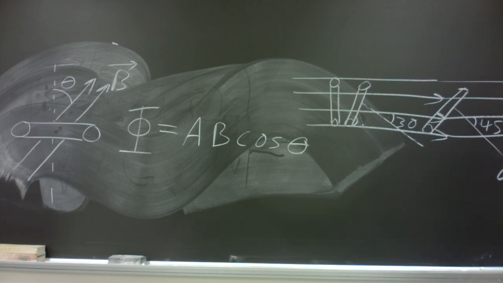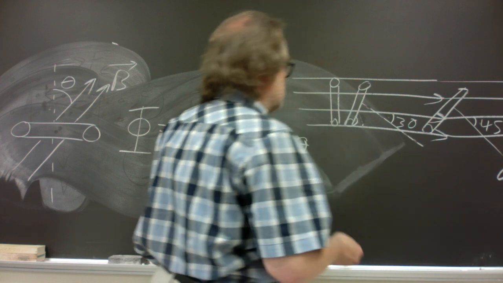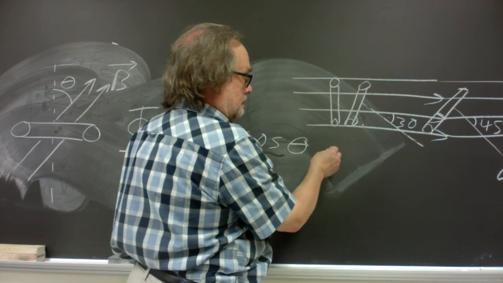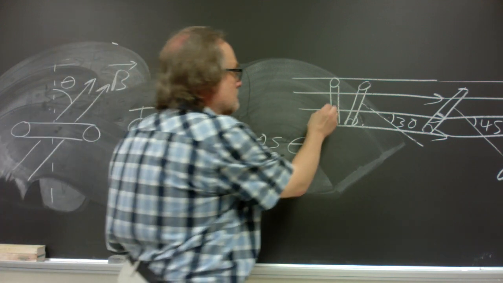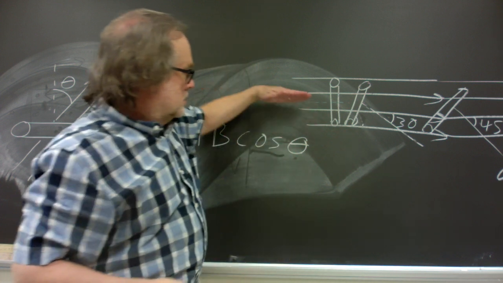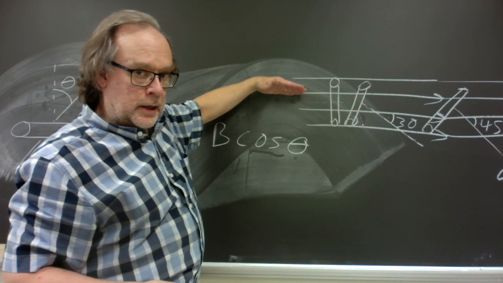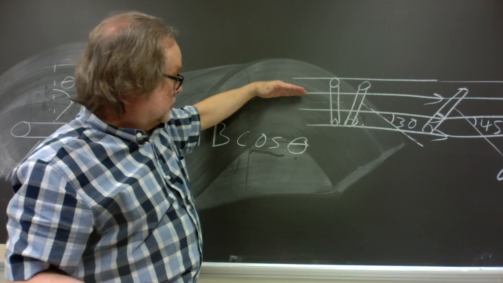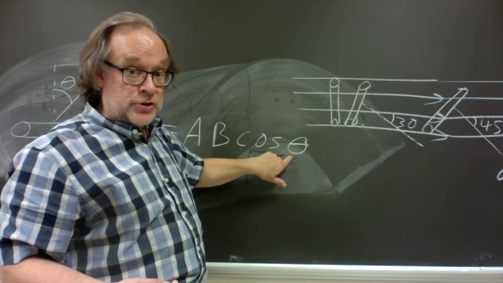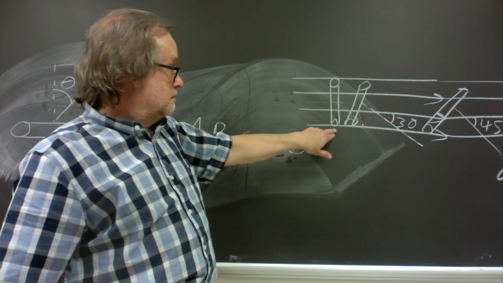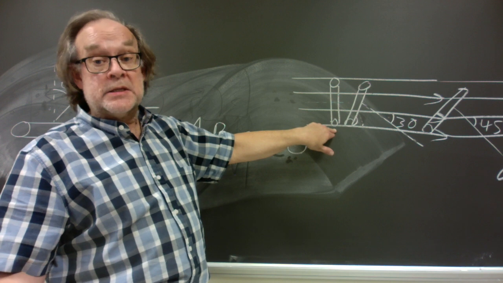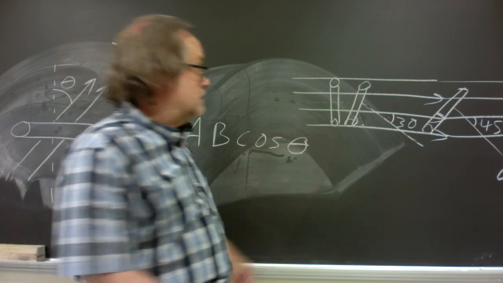Well, as the loop goes from this orientation to this orientation, the flux decreases. But here, the axis of the loop and the direction of the field are in the same direction, so the angle between those directions is 0. Cosine of 0 is 1. So here, the flux is just as big as it's ever going to be.